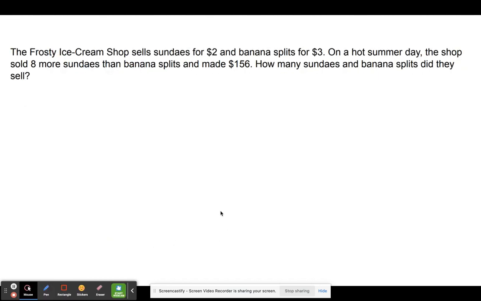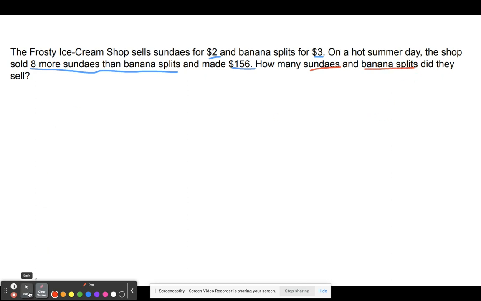All right. So this is the next one in your guys' notes. Okay. The Frosty Ice Cream Shop. Let me set up my little pointer here. Okay. So the Frosty Ice Cream Shop sells sundaes for $2 and banana splits for $3. And on a hot summer day, the shop sold 8 more sundaes than banana splits, and then made a total, it doesn't say total, but that is a total, of $156. The question is, how many sundaes and how many banana splits did they sell?